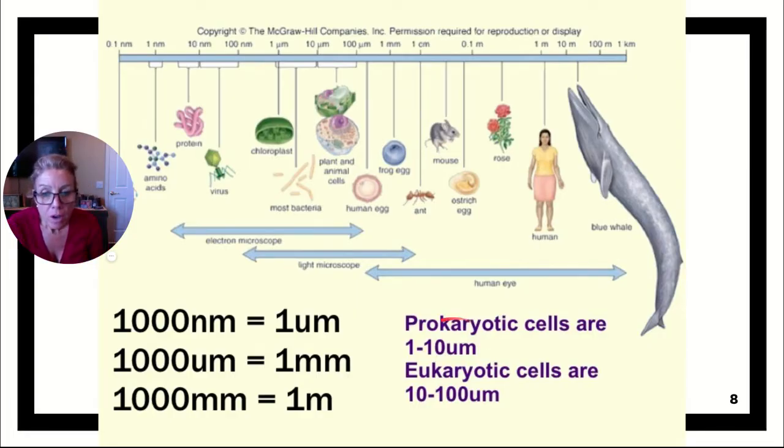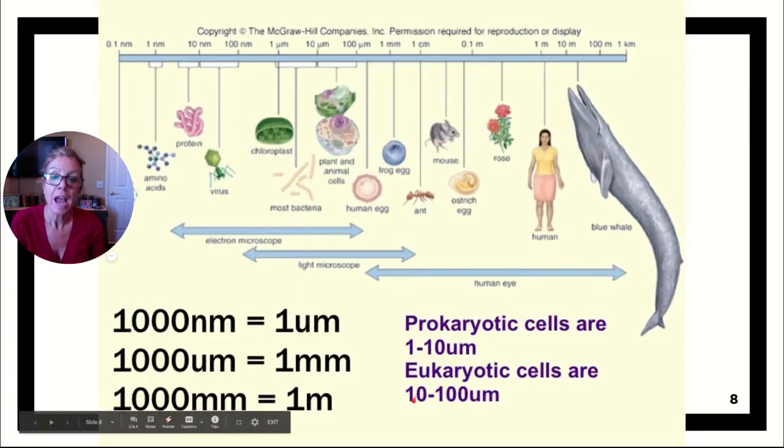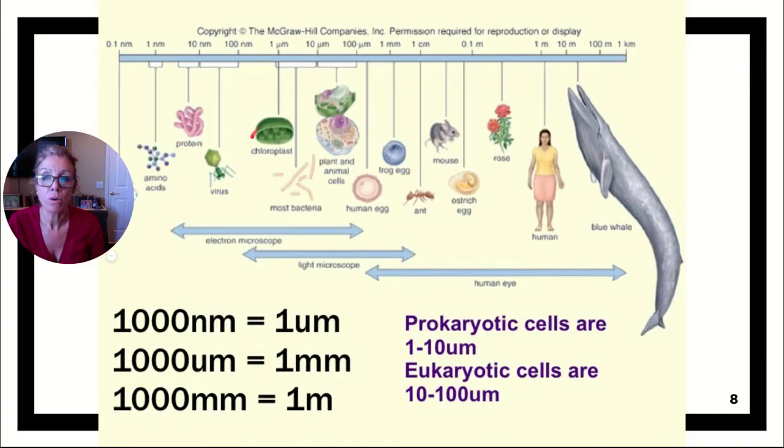So there are 1 to 10 micrometers in a prokaryote. That's the standard size of a prokaryotic cell. And then you could be up to 10 times that in a eukaryotic cell. So you can see that right here, plant and animal cells, you can see a chloroplast, which is an organelle for a plant cell. Look at where most bacteria fall. Obviously, this isn't a super good scale. Otherwise, mice would be terrifying and whales would be pets.